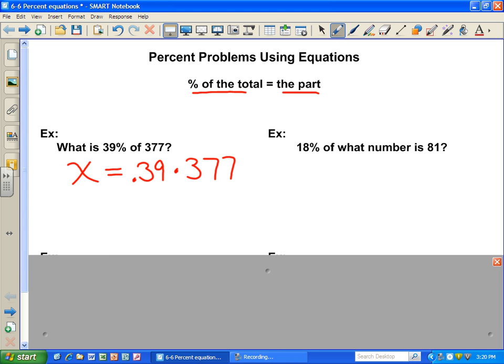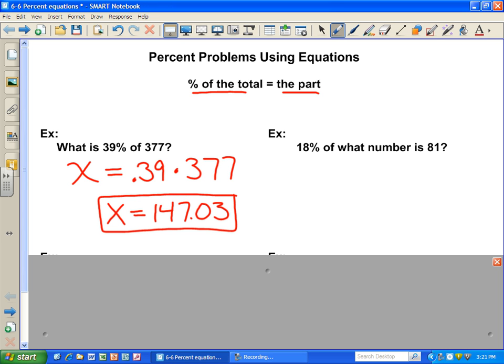So before you do this, you should be thinking logically, what should my x be? 39% of 377. So it obviously has to be less than whatever 50% is. So you can just put that into your calculator, 39 hundredths times 377. So x is 147 and 3 hundredths.